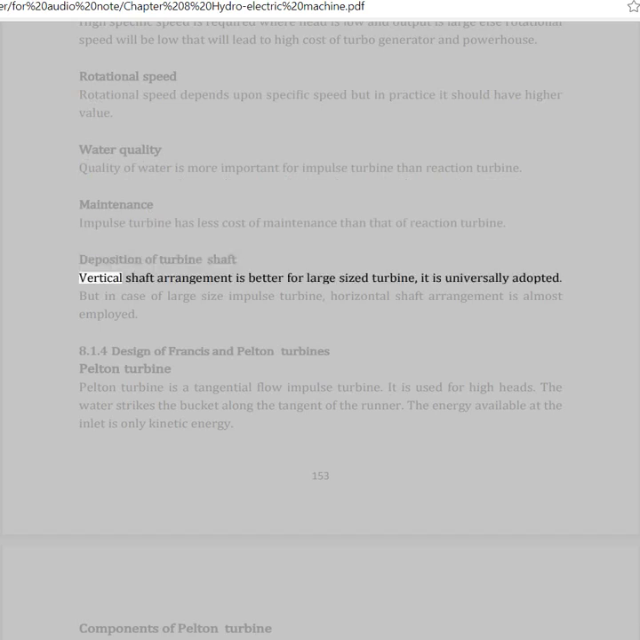Disposition of turbine shaft. Vertical shaft arrangement is better for large-sized turbines, and it is universally adopted. But in case of large-size impulse turbines, horizontal shaft arrangement is almost always employed.